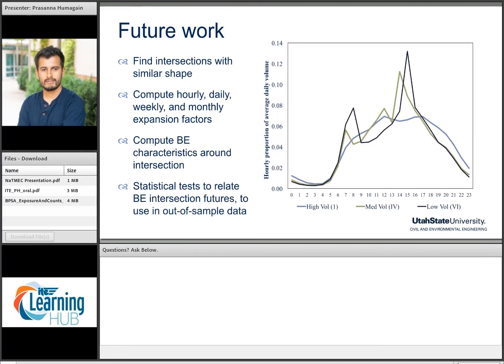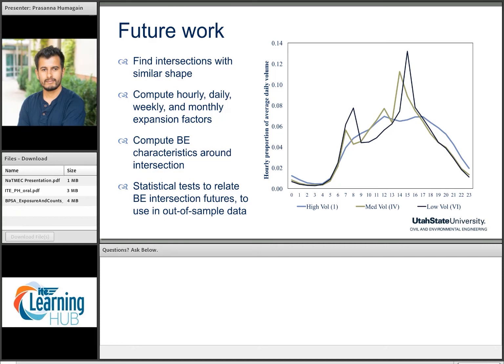Moving on to our future work, there are more tasks remaining. First, instead of doing clustering on both magnitude as well as pattern, we are trying to find the intersections with similar patterns only, so that we can use the manual counts and form the expansion factors.